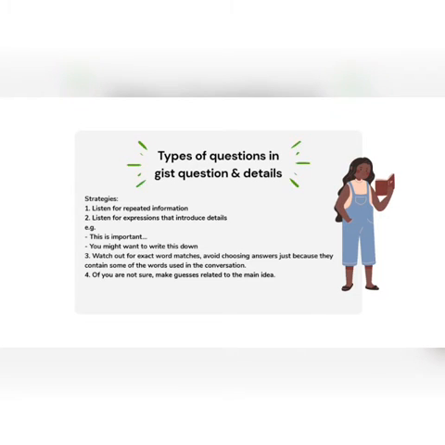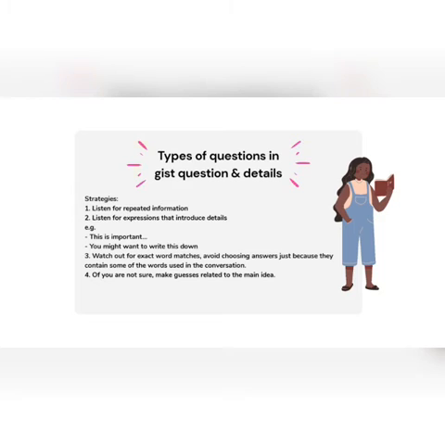The second strategy is to listen for expressions that introduce details. For example, expressions like this: This is important. You might want to write this down. Or, it is really important that you understand. So, pay attention to this kind of expression that introduces details. They might help you to answer the question. The third strategy is watch out for exact word matches.